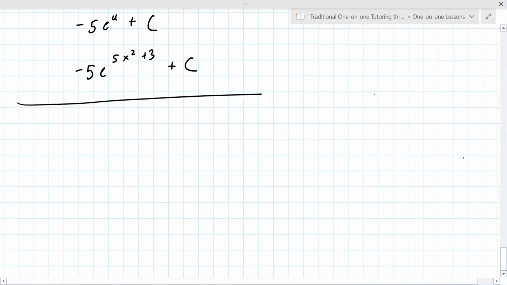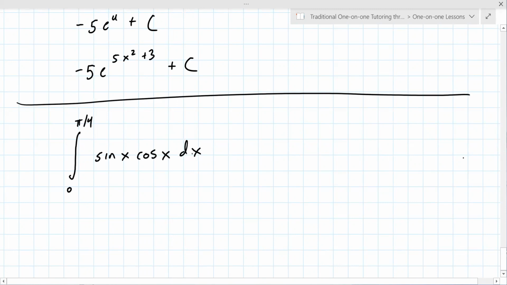Okay, so you asked, this is very important. Let's go: integral from 0 to pi over 4 of sine x cosine x dx.